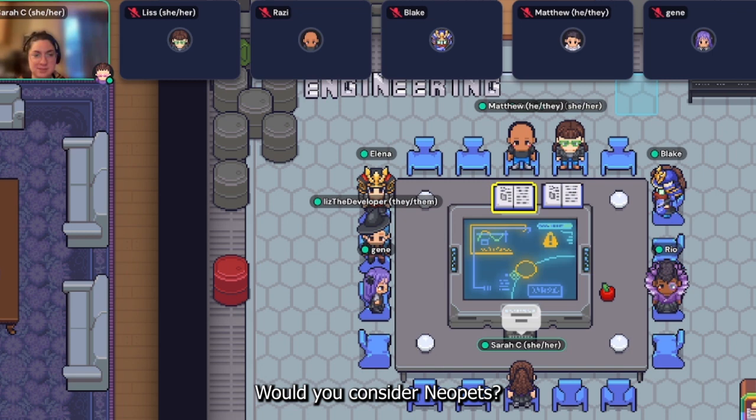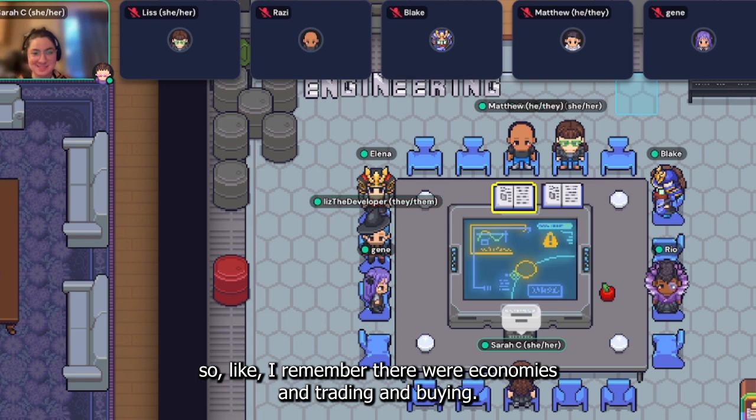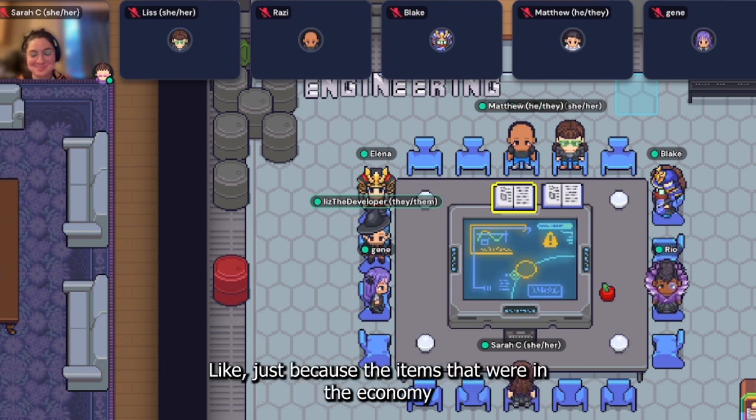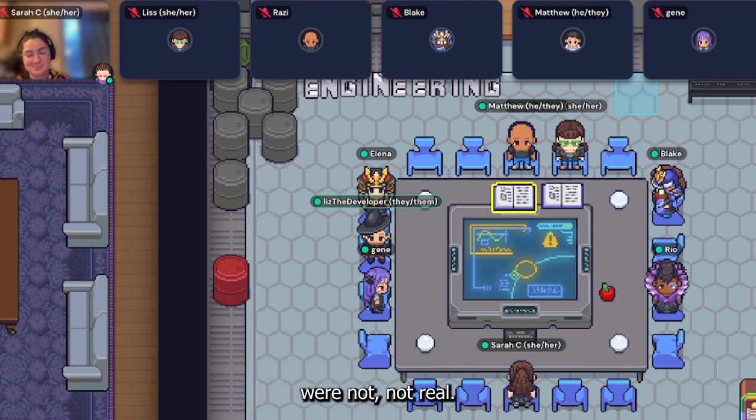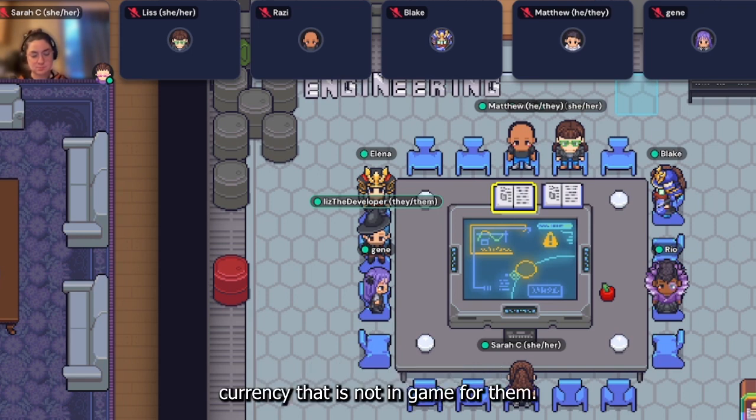Would you consider Neopets a complex adaptive system? Again, it's difficult. I mean, there were economies and trading and buying. Those were real economies, though, right? Just because the items that were in the economy were not real doesn't make it not a real economy. It's just an economy of virtual goods. If people will value those virtual goods and will exchange currency that is not in-game for them, then it's a real economy.